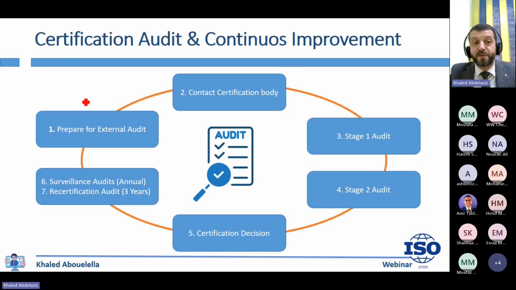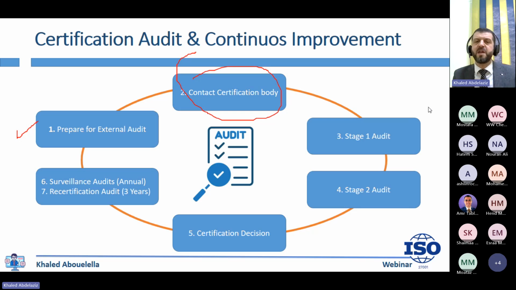Preparation, you need to prepare for the certification. Actually, preparation comes from inside. You need to choose an accredited certification body, accredited against ISO 27001. And before you call the certification body, you need to conduct a pre-certification audit first. Then you contact the certification body.